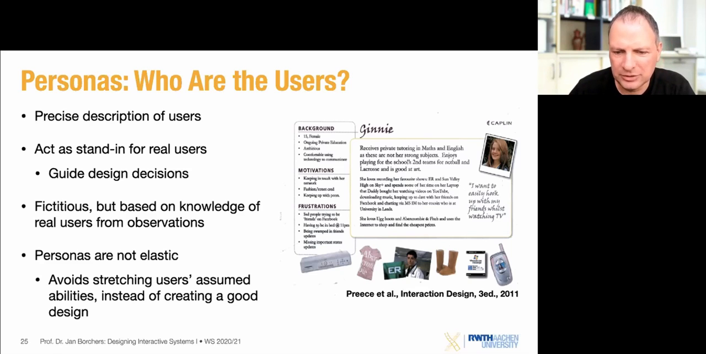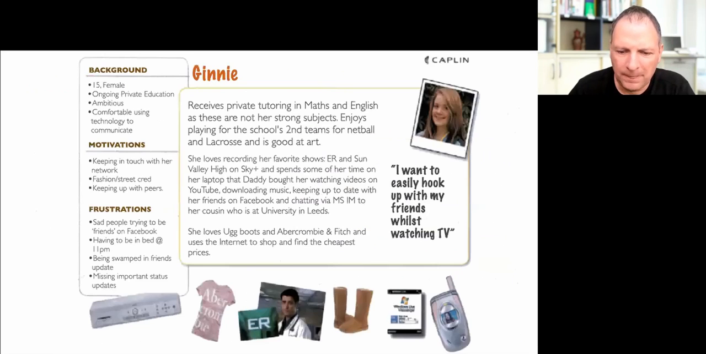Here's an example that I'm going to zoom in on. This was done looking at a problem around social media, and here's an example of a persona. Ginny, you see some background here: 15, female, ongoing private education, ambitious, comfortable using tech to communicate. Some of her motivations: keeping in touch with her network of friends, fashion, street cred, keeping up with peers, and so on. And some frustrations: sad people trying to be friends on Facebook, having to be in bed at 11 p.m., being swamped in friends' updates, and missing important status updates.